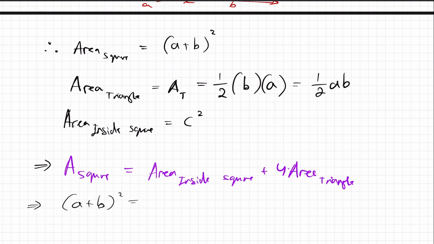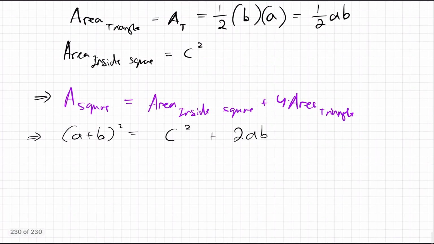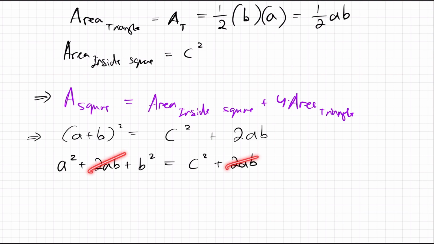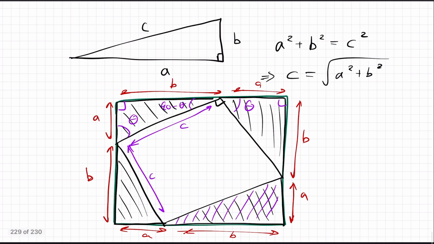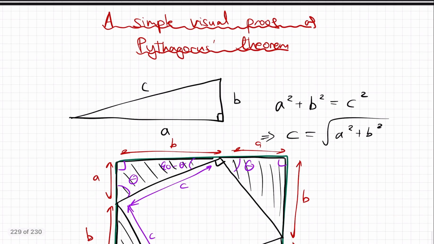So (A plus B) squared is equal to C squared plus 4 times this, so that's just going to be 2AB. Expanding out this bracket, we get A squared plus 2AB plus B squared is equal to C squared plus 2AB. Now clearly the 2AB's cancel out, so that leaves us with A squared plus B squared is equal to C squared. A nice and easy proof. And yeah, that proves the 2000-year-old Pythagorean theorem.